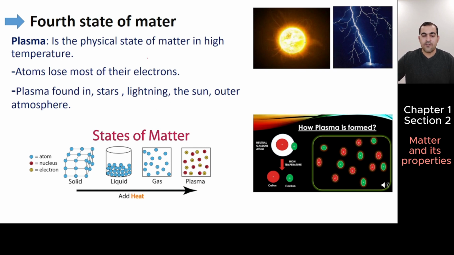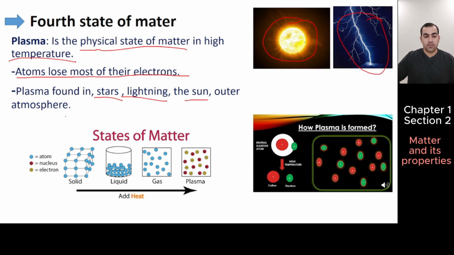So plasma is a physical state of matter. Plasma forms in very high temperature. So atoms lose most of their electrons in very high temperature. So we can find plasma in stars, like the sun, and lightning, okay? And stars like the sun, the outermost atmosphere, then other stars.